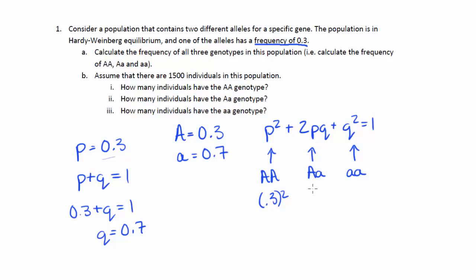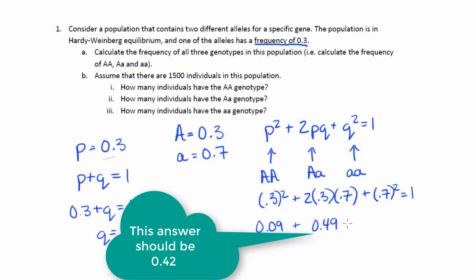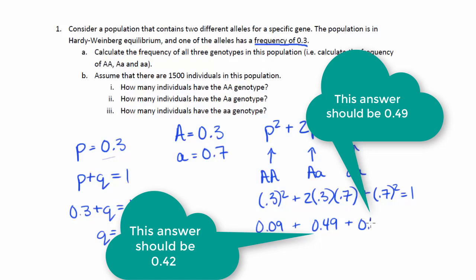So we're really going to do 0.3 squared, and that will give us the frequency of big A. If we want to solve this one, the heterozygous, it would be 2 times whatever P is times whatever Q is. And then for the last one, it's going to be Q squared, which again is going to be 0.7 squared. And all that, if we added it up, we could double check and it should equal 1. So if we did 0.3 squared, that is equal to 0.09. If we did this, 2 times 0.3 times 0.7, that is equal to 0.49. And then if we did 0.7 squared, that is equal to 0.42. And so add those up and they should equal 1.